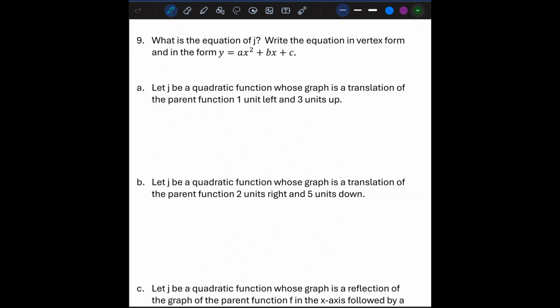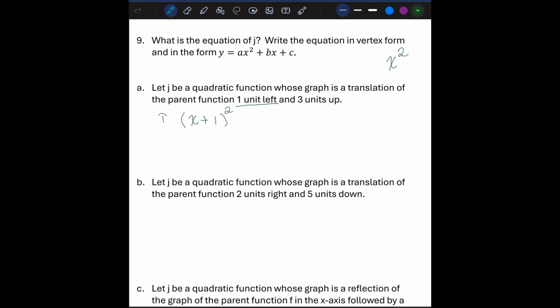What is the equation of j? Write the equation in vertex form and in the form y equals ax squared plus bx plus c. So it says we have j that's going to be a quadratic function whose graph is a translation of the parent function. Remember, the parent function is x squared. 1 unit left and 3 units up. So we're going to start with the 1 unit left. I know that that should be in the group with the x because it's a horizontal motion. Now, if I'm going left, that means I'm going to add the 1. So there is my parent function moved 1 unit left.